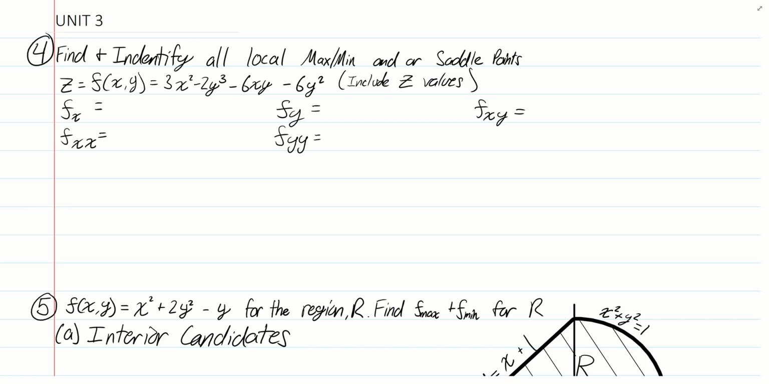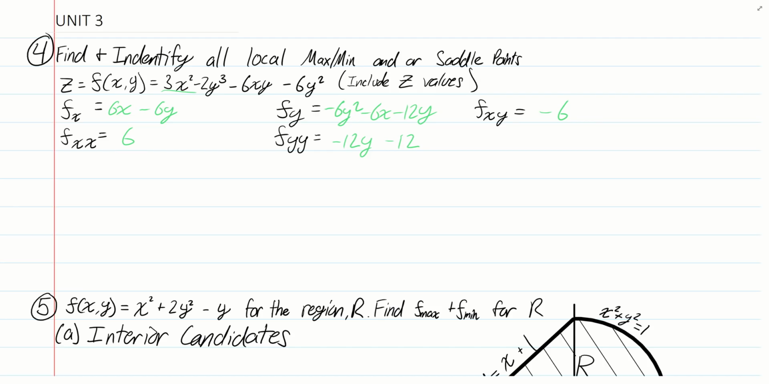So fx is the partial of this function with respect to x, so it's going to be 6x minus 6y, and then f double x will just be 6. fy is then going to become negative 6y squared minus 6x minus 12y. And then f double y would become negative 12y minus 12. And fxy would just be negative 6.